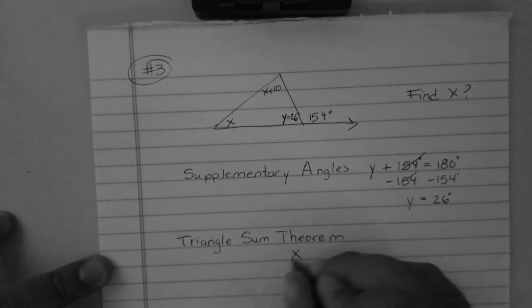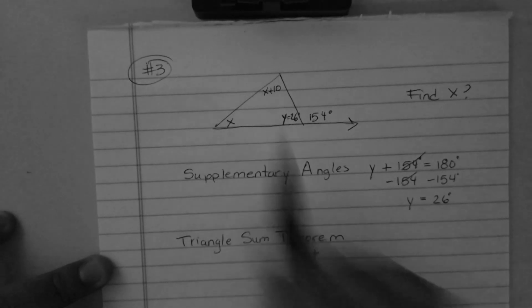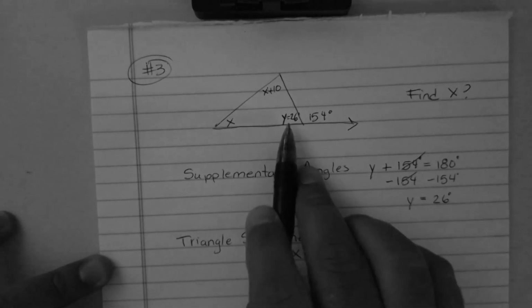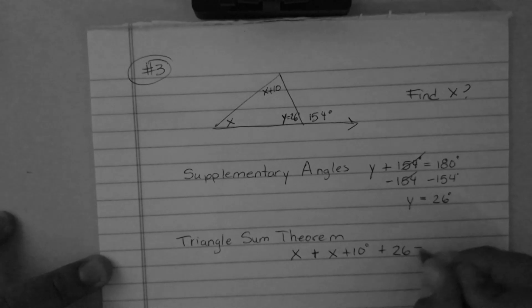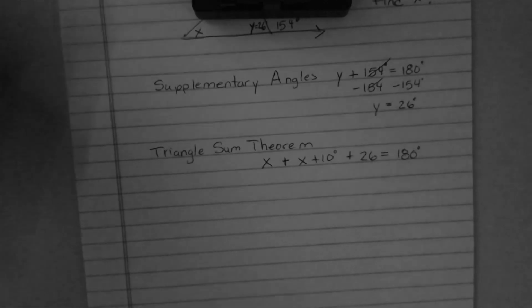X plus, what is that angle there? X plus 10. And what is this angle? Plus 26. Should give me what? 180 degrees. Well, once we get to this part here, there's some things that we could combine.